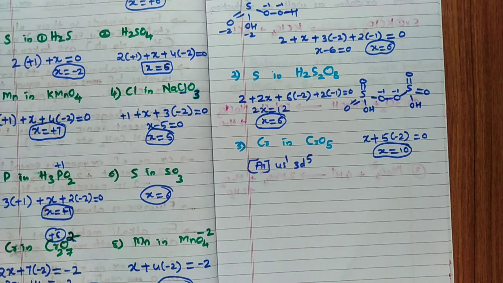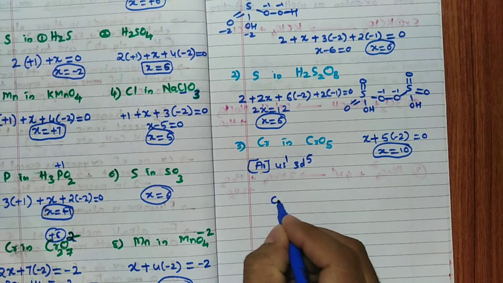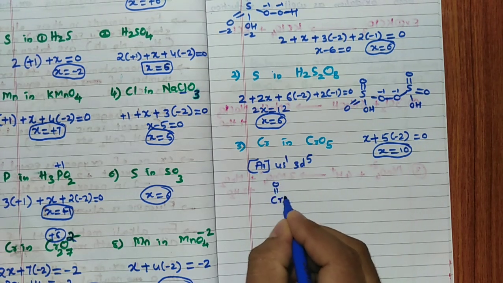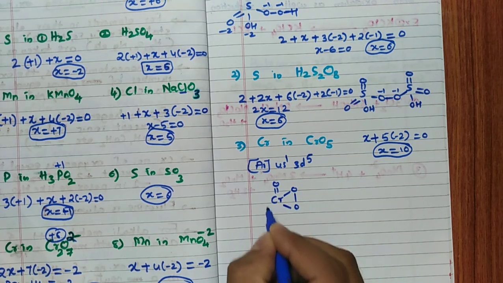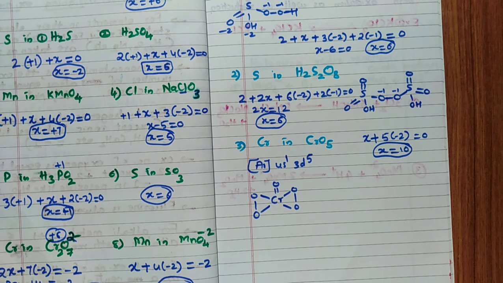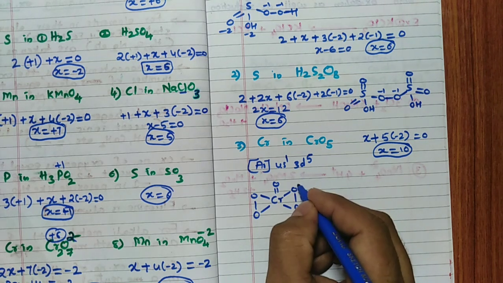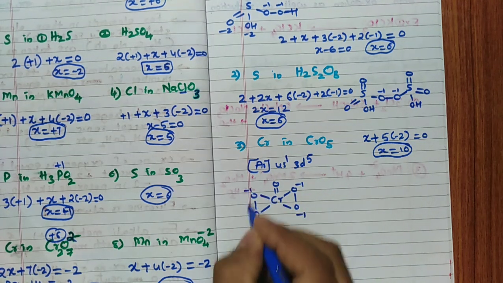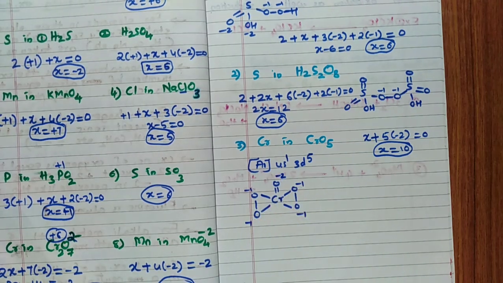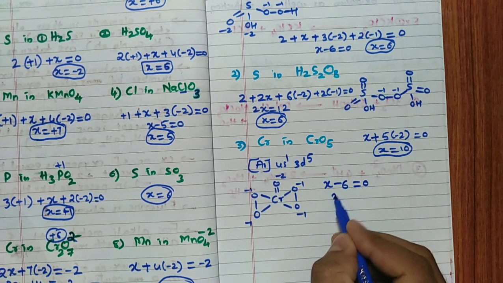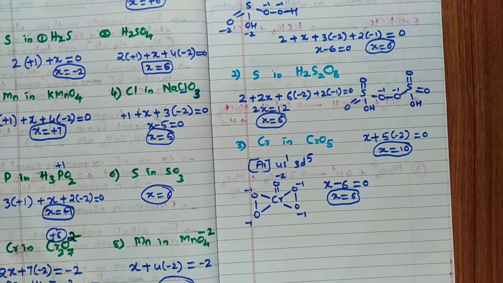CrO5 is a very famous, very important molecule. Remember, you have to know its structure. We call it the butterfly structure: Cr double bond O, oxygen, oxygen like this, oxygen, oxygen like this. The butterfly structure can also be called crown shape. Now you can see there are 4 oxygens with minus 1, and only 1 oxygen with minus 2, which means x minus 6 equal to 0. So x is equal to 6. Now it is correct. These are the 3 very important exceptions.